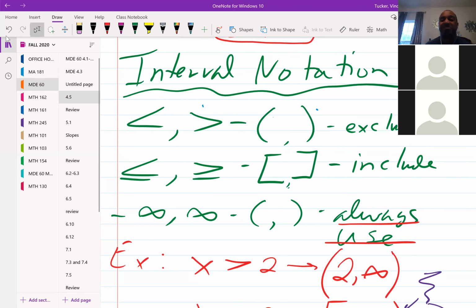But yeah, so no, we're gonna use these instead of these. Okay, got it. That's what I'm gonna show you in the red down here. And then the negative infinity sign or the positive infinity sign, you will always use parentheses, always, because you can never include infinity, because you always go to the next number.